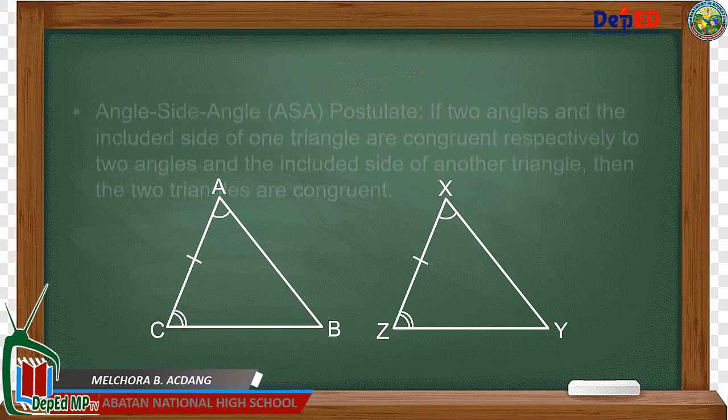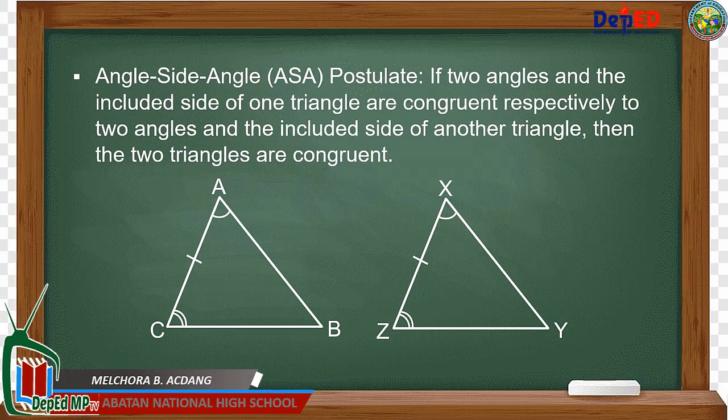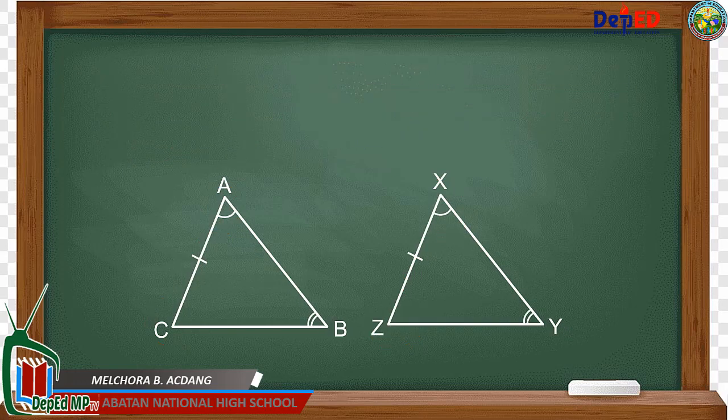The third postulate is the angle-side-angle postulate. If two angles and the included side of one triangle are congruent respectively to two angles and the included side of another triangle, then the two triangles are congruent.